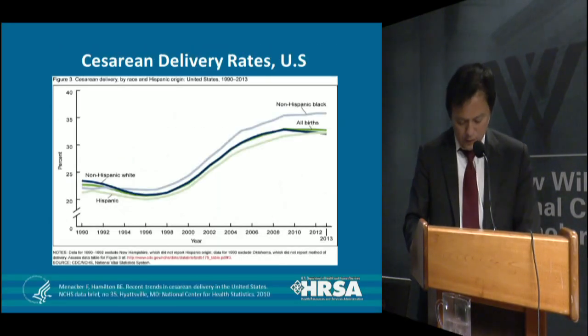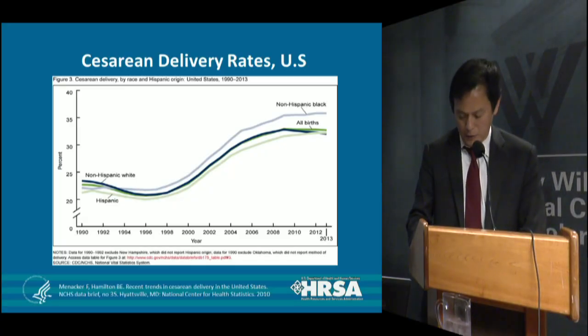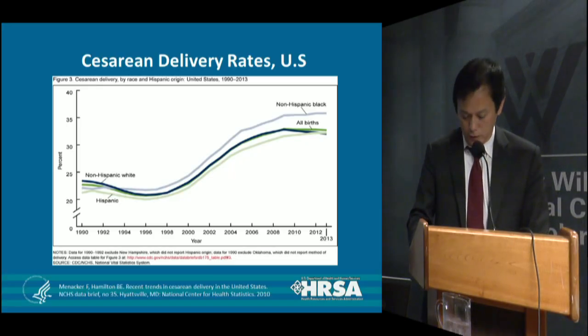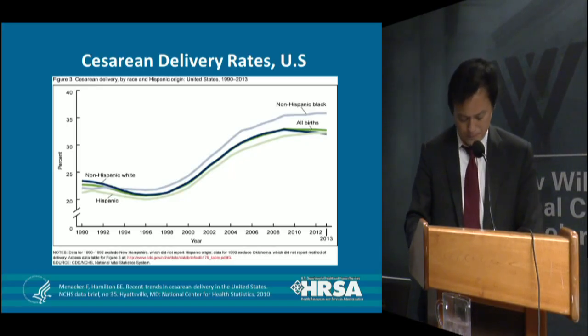Now, cesarean deliveries may also play a role, and cesarean has been on the rise. In 2013, 1 in 3 babies born in the U.S. were delivered by cesarean. That's nearly 1.3 million cesarean deliveries that year.